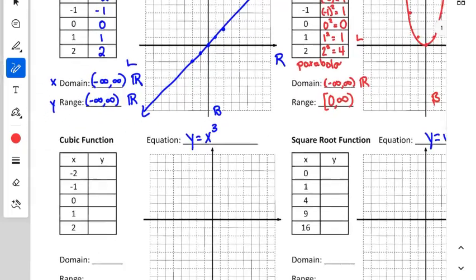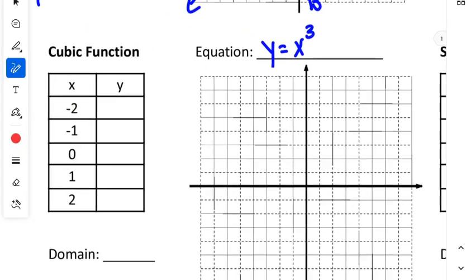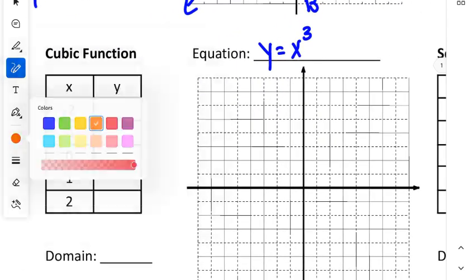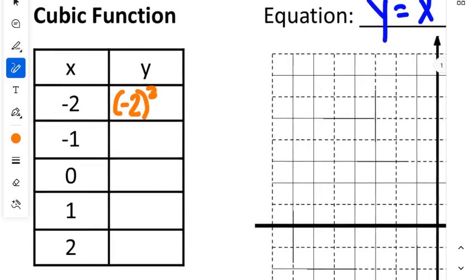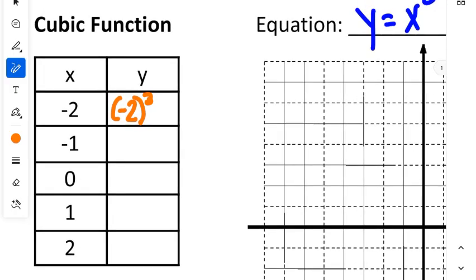Okay, so far, so good? You remember these two? All right. So let's go to cubic. We have something to the third power. So negative 2 to the third power. Remember, we did that for our warm-up.